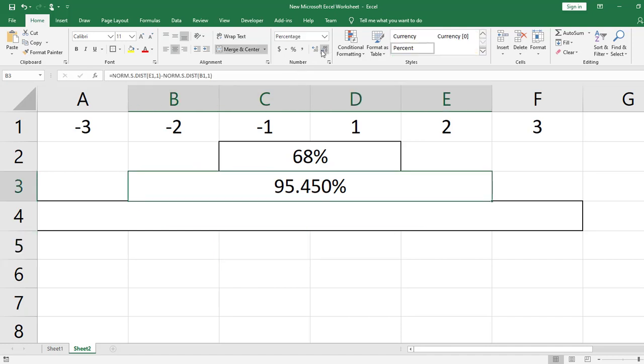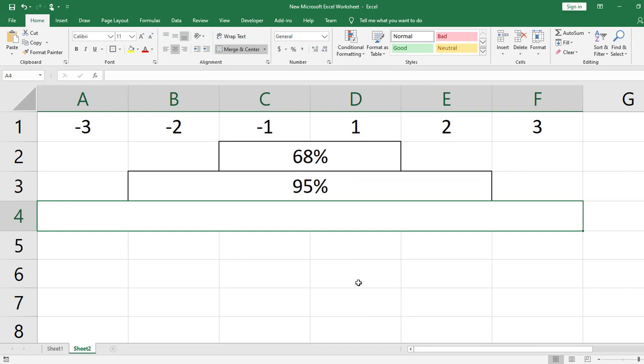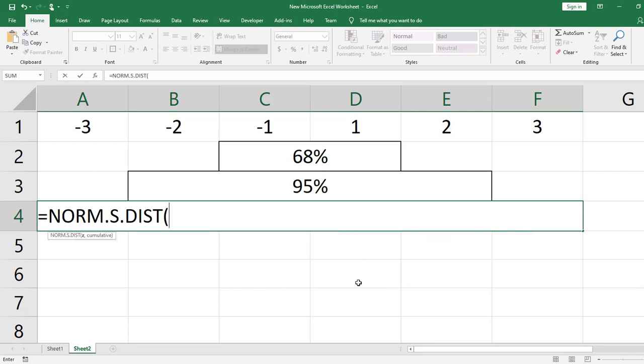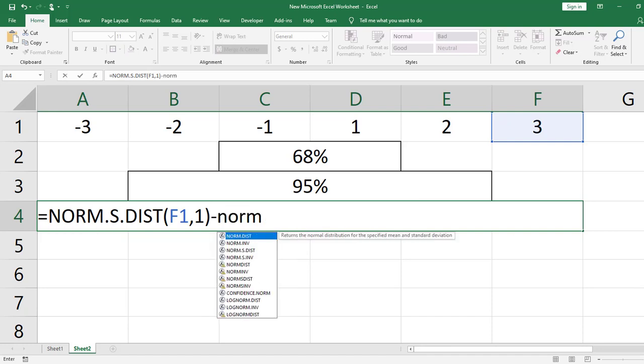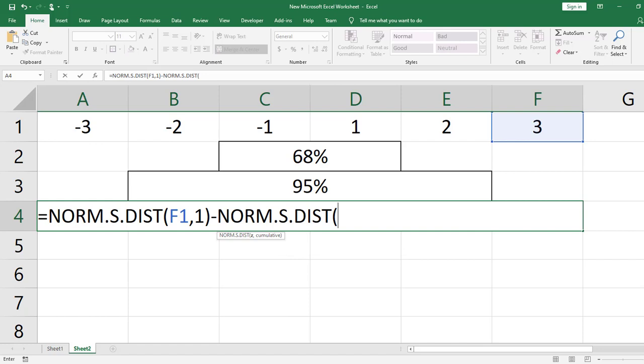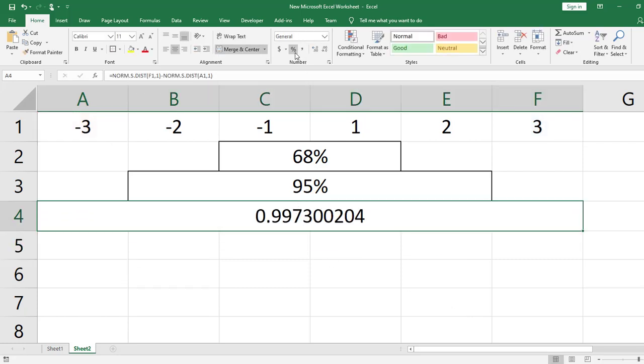Finally, 3 standard deviations. NORM.S.DIST, 3, 1, minus NORM.S.DIST. And I encourage you to do this because it just improves your ability to manipulate Excel, and any practice makes you more comfortable. Hit the tab, select A1 in this case, and then we have 99.7.